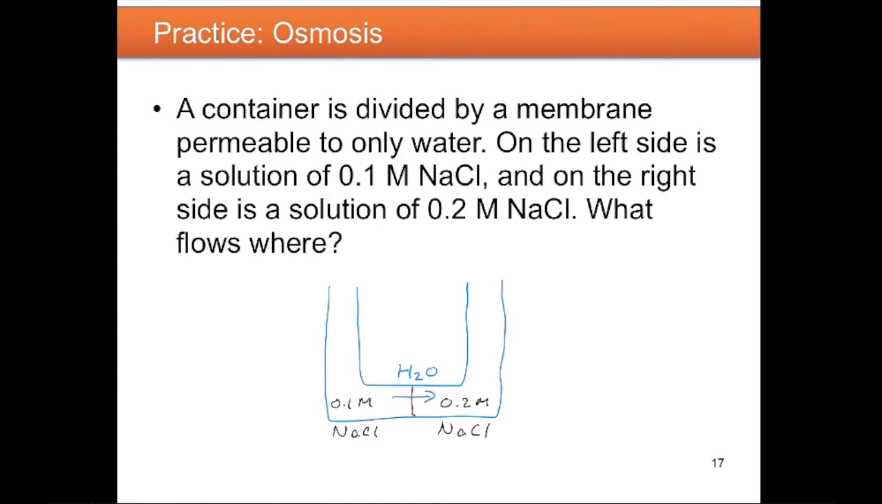And basically what's going to happen is the water is going to continue flowing until the concentrations of sodium chloride are the same on each side. Okay, so once they're the same, then there's no pressure for that water to move. There's no concentration gradient, so the water is going to just stop moving once those concentrations are the same.